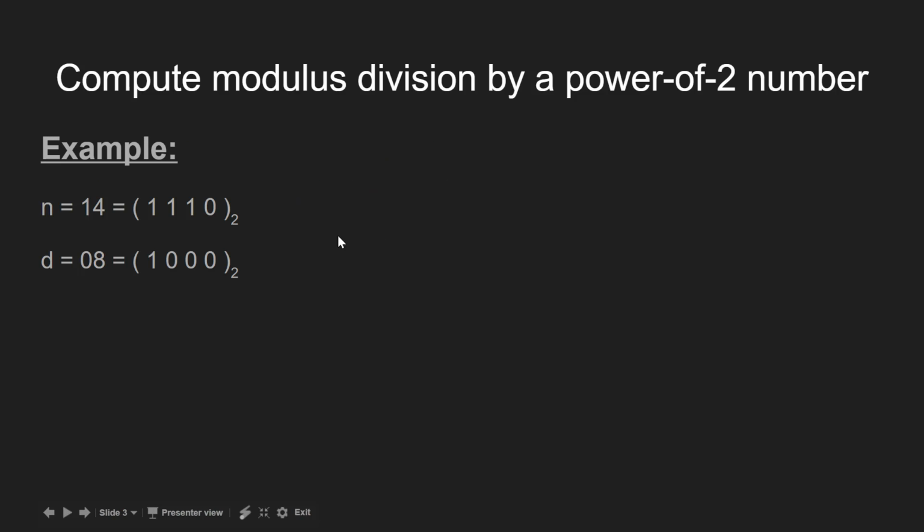For example, take n equal to 14, and then we have d equal to 8. Now 8 represents the third power of 2. So the answer is 14 modulo 8, which is equal to 6.